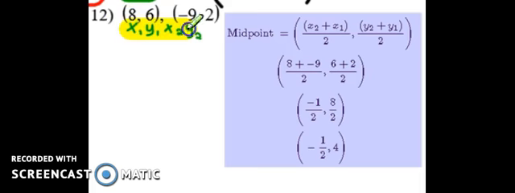So number 12, first label your x's and y's. So I am going to take 8 plus negative 9 divided by 2. So that gives me negative 1 divided by 2. That's how I got negative half. And then I am going to take my y's. 6 plus 2 is 8. Divided by 2 is 4. So that's how I got that answer. Doesn't matter which way you put the x's and y's.